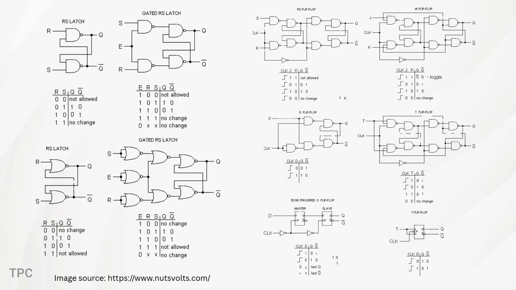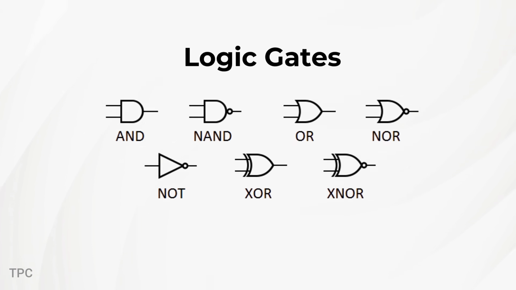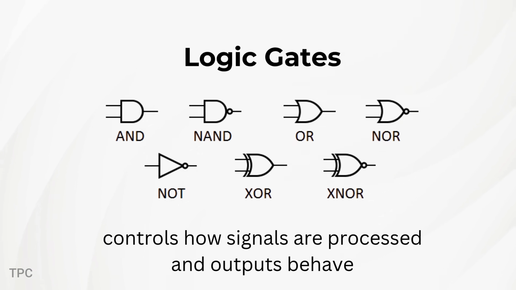And what's really interesting is that by combining multiple logic gates together, you can build much more complex decision-making circuits. So even though we don't see them directly, logic gates are constantly working in the background, controlling how signals are processed and how outputs behave.